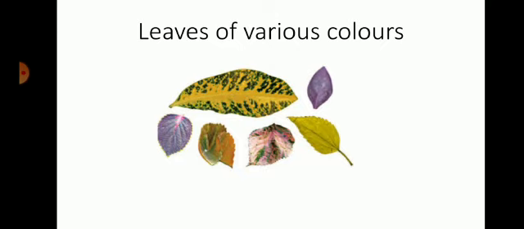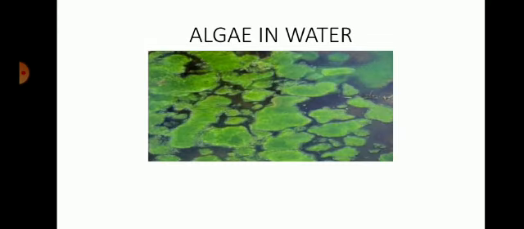Next we study other modes of nutrition in plants: heterotrophic nutrition. Animals and non-green plants depend directly or indirectly on green plants for their food. This mode of nutrition is known as heterotrophic nutrition. Hetero means other and troph means nourishment.